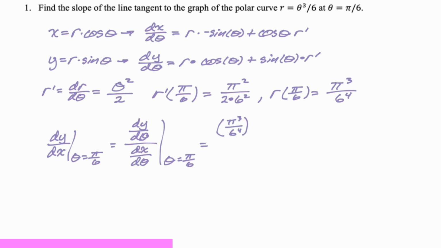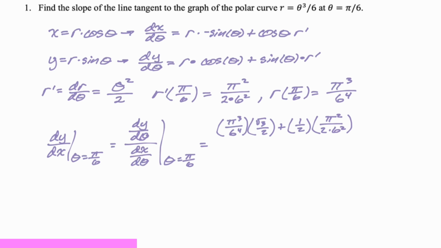We need cosine of theta. Cosine of pi over 6 is root 3 over 2. And then plus the sine, which is 1/2. And then r prime is pi squared over 2 times 6 squared. All right, so that's dy d theta evaluated.